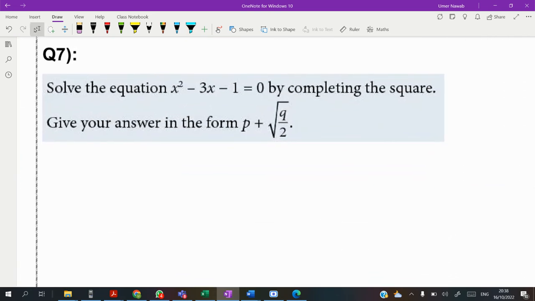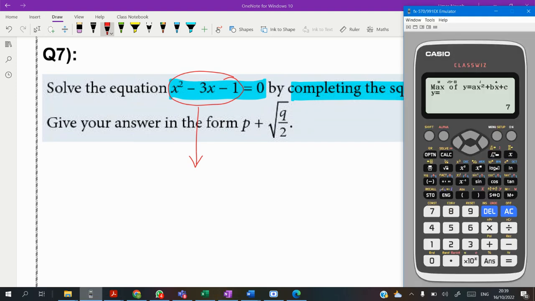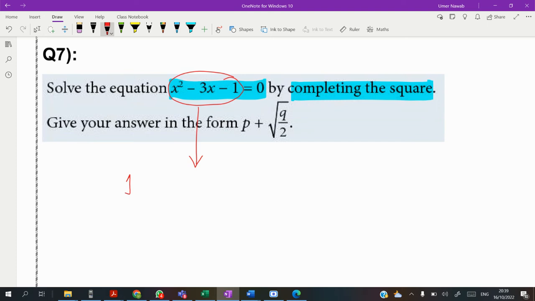Question number 7, he says solve the quadratic equation. I can solve the quadratic equation easily by using any technique, formula method, or I can use completing the square method. Here he restricted us to use the completing the square form. So what I'm going to do, I need to convert this expression into completing the square form. Now completing the square form, I can use calculator. Okay, if I don't want to use calculator, I just want to explain you one more time. How did I teach you to do it manually?